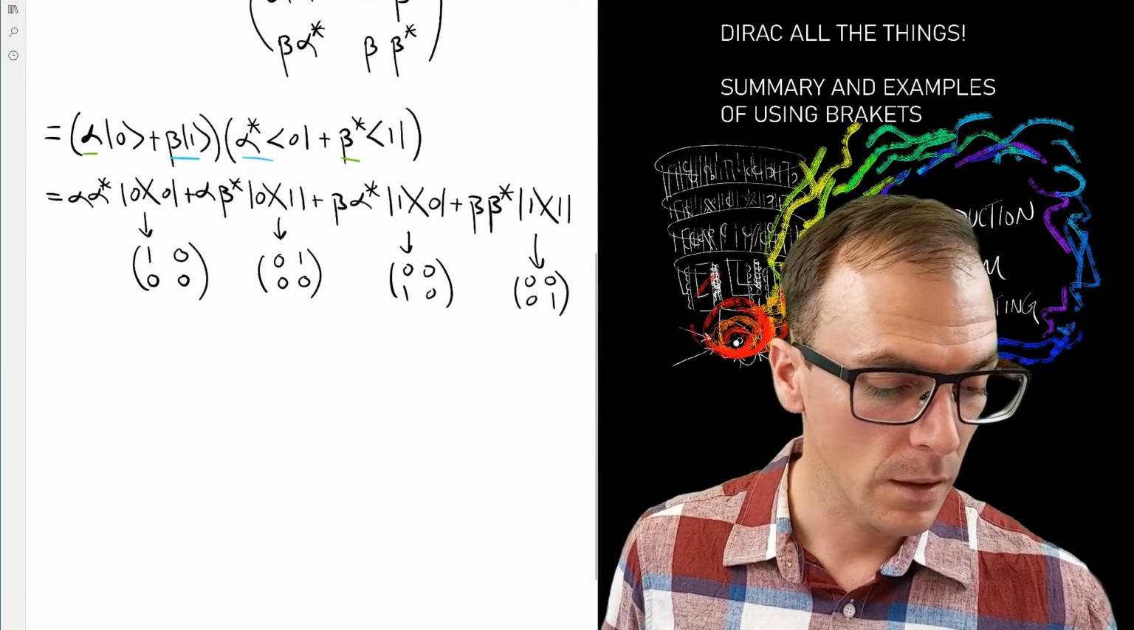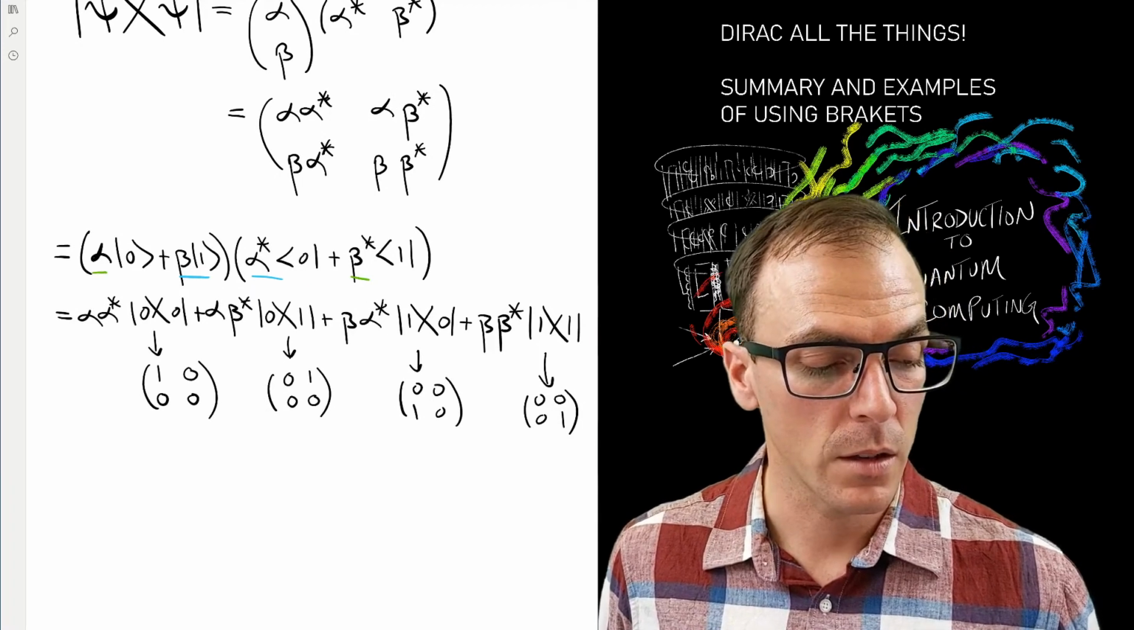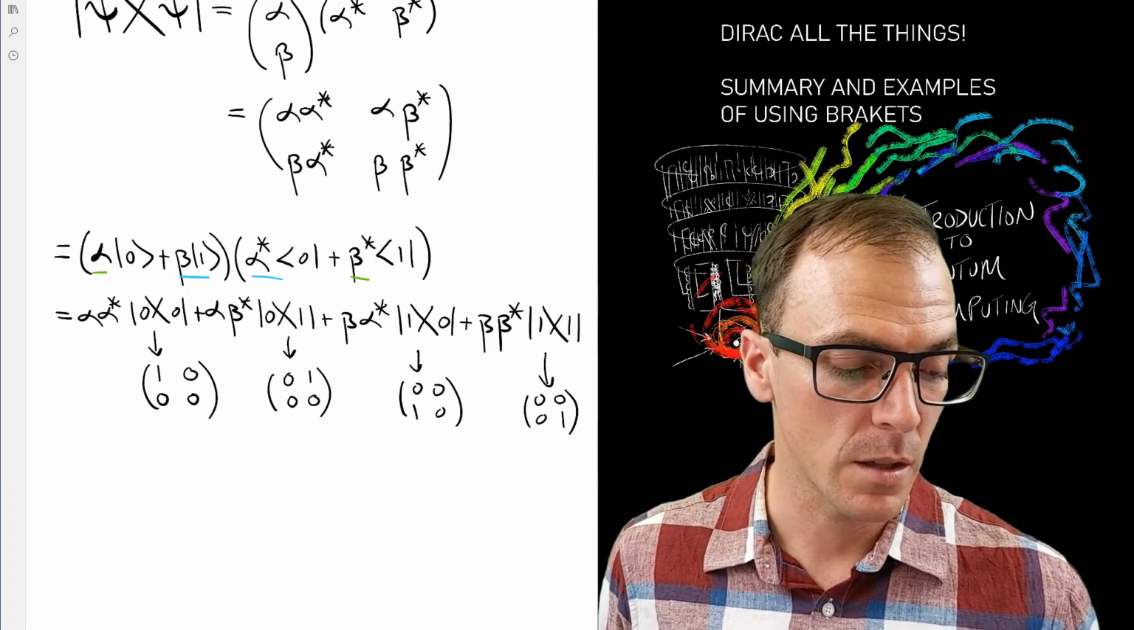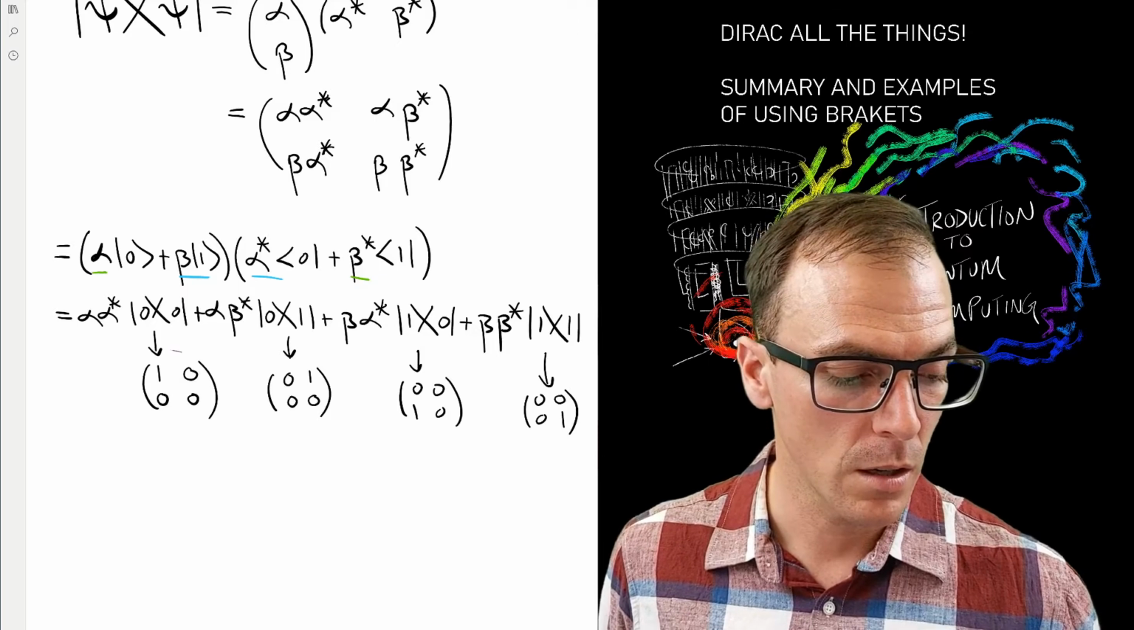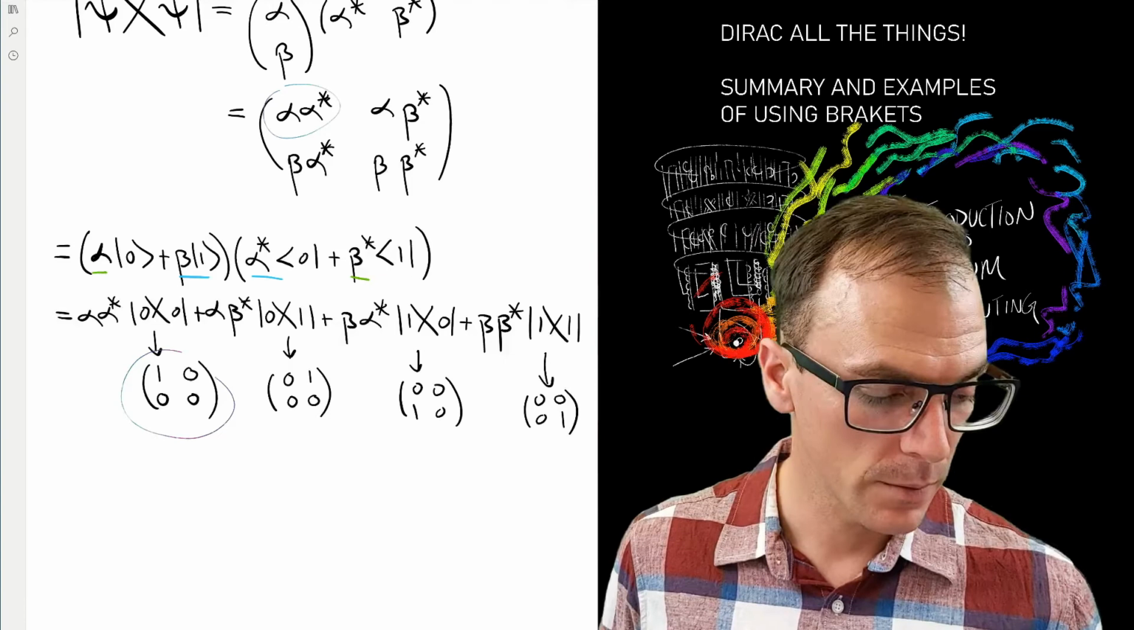Okay, and that makes sense, because when I multiply this coefficient alpha alpha star times this matrix here, I'm going to get that element up there. Okay.